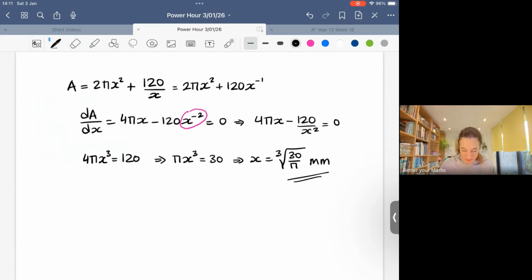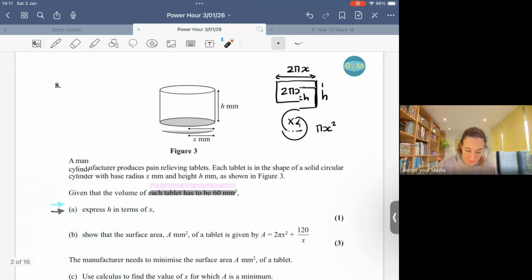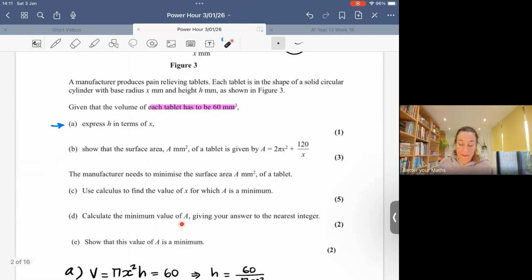Yeah, okay, I see people nodding, thank you. That's the value that gives my volume maximum or minimum. I know only that it's a stationary point. Now, look what they ask you there. Calculate the minimum value of A. So we found the value of X that gives us the minimum A, but not the minimum A. So we are going to find it now.